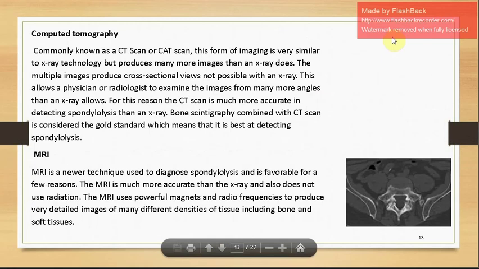Then CT scan, as I said, is also one of the methods, and it produces more images than an X-ray. That is the advantage. Multiple images produce cross-sectional views not possible with the X-ray, allowing the physician or radiologist to examine the images from many more angles than the X-ray allows. So for this reason, CT is more accurate in detecting spondylolysis than an X-ray, and bone scintigraphy combined with CT is considered the gold standard, which means it is the best at detecting spondylolysis. Bone scintigraphy combined with CT.